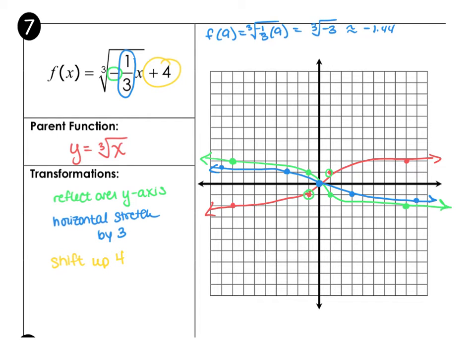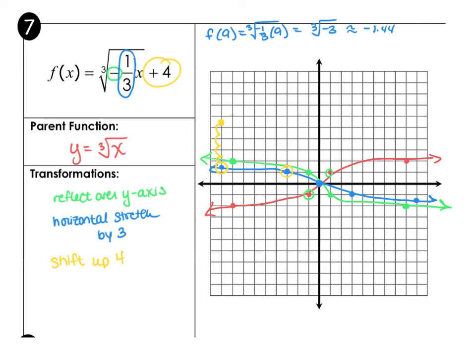Now, lastly, I'm going to shift all of those points up 4 units. I'm just going to take each point and move it up in the Y direction 4 units. So I've got this blue one here that's at about 1.5, and I'm just going to move up 4. 1, 2, 3, 4. Here's my new Y. I'm going to do the same thing for each of these other points.